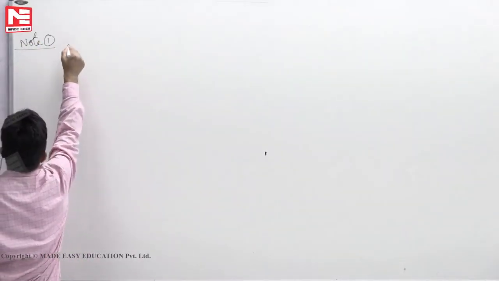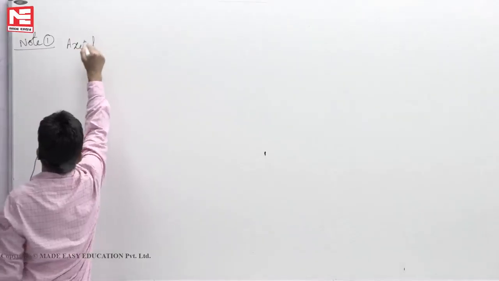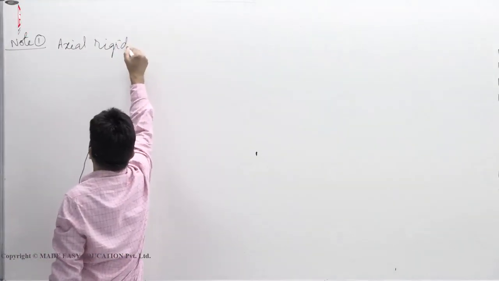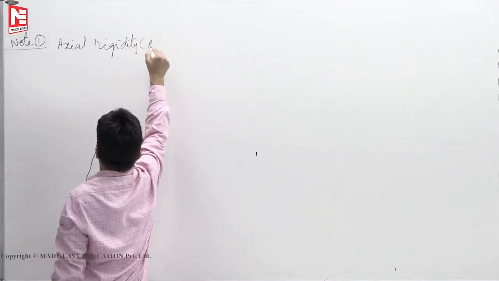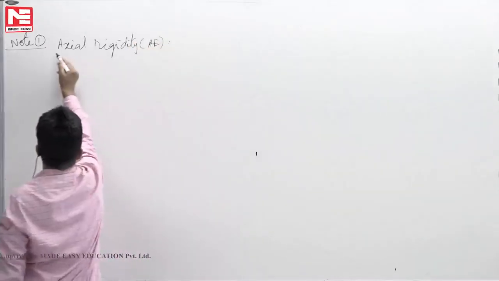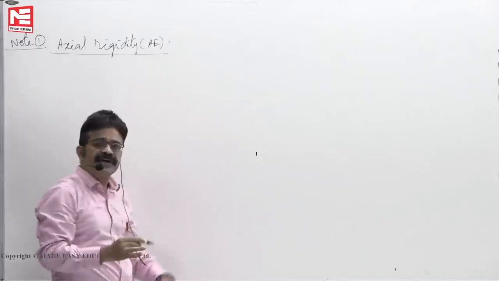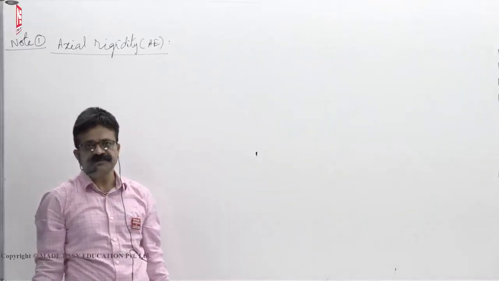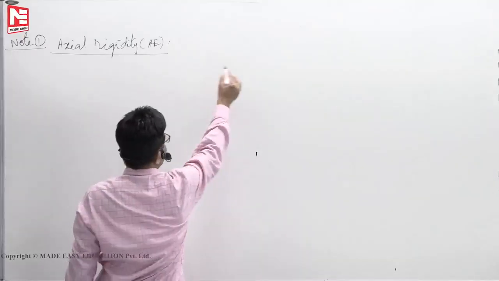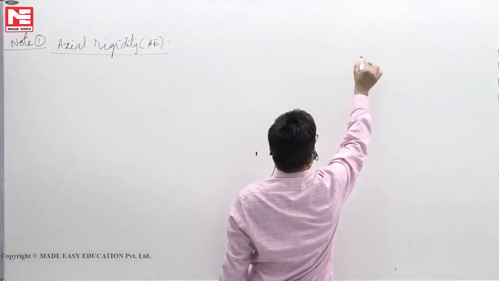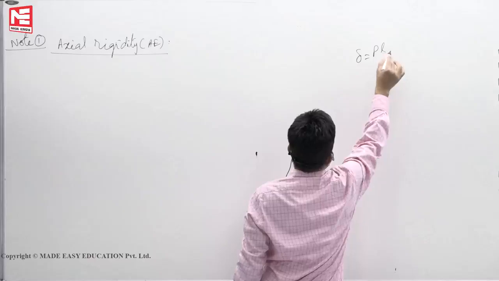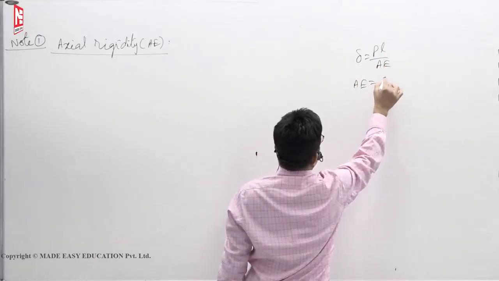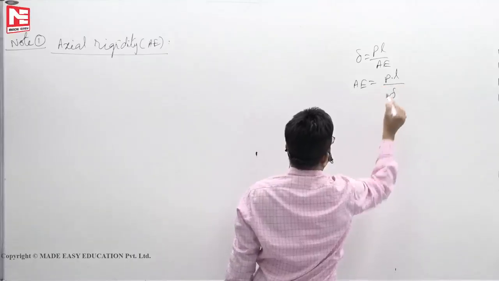Note 1. Axial rigidity. How does axial rigidity look like? Is it a stress or a deformation? You see here, you will study like this. Delta, you have studied this one, delta is equal to PL by AE. Then AE means PL by delta.